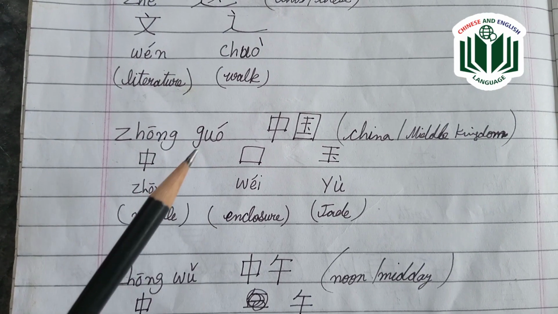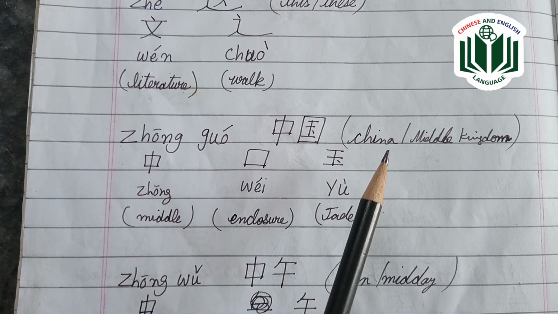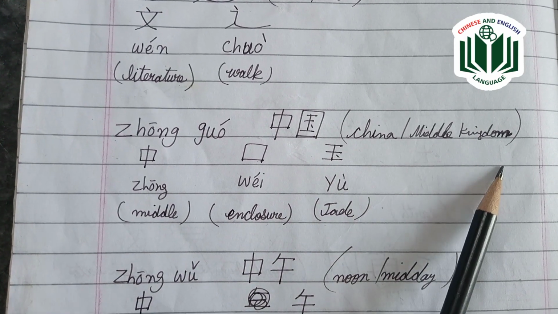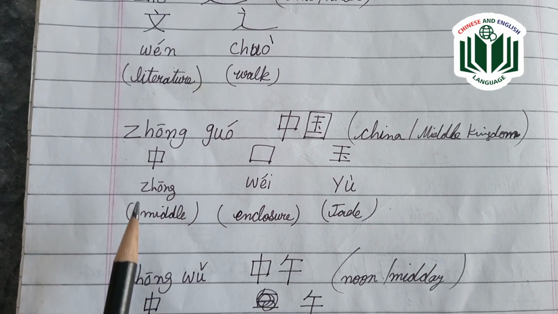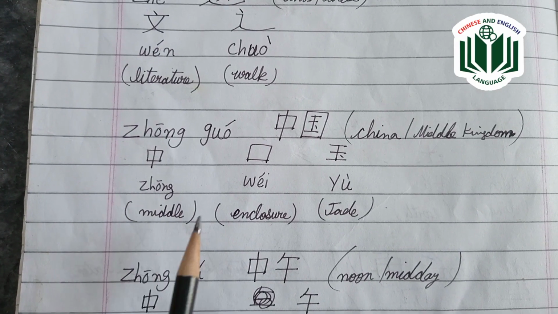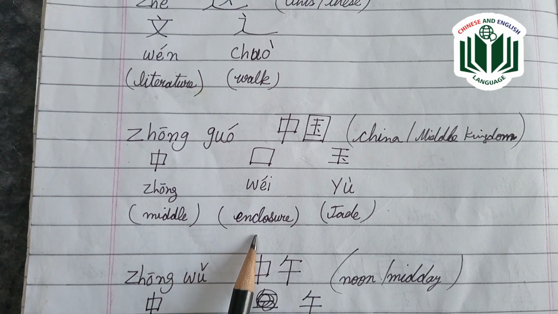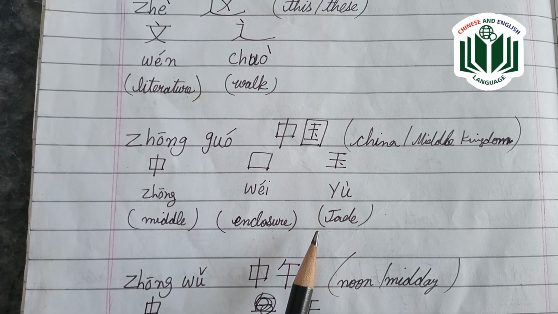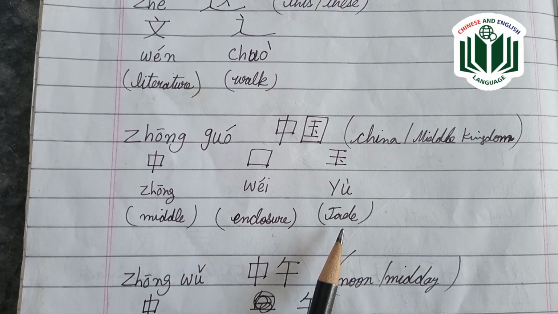Zhōngguó. Zhōngguó means China, Middle Kingdom. It has the radicals zhōng, middle, wéi, enclosure, and yù, jade.